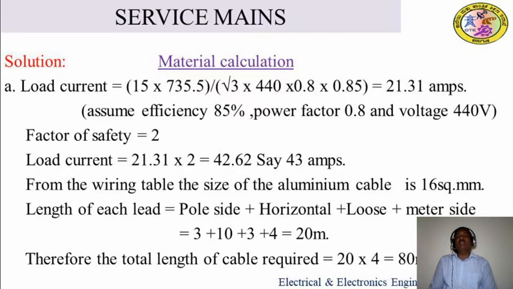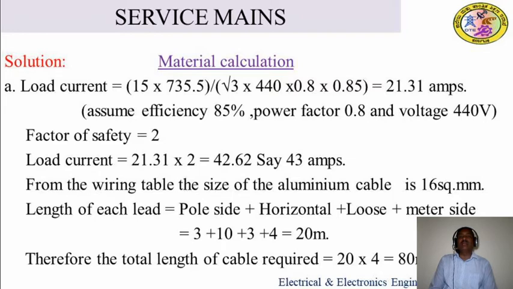There you have to find the size of aluminum cable. You will get a 16 square mm cable. In this way we find the load and the size of cable. Next, we follow the same method for calculating the length of cable, that is, for one lead: pole side plus horizontal plus looseness plus meter side. Here I have taken 3 meter for the pole side of the three-phase power load. These 3 meters are used for connecting between the distribution line and the AL fuse board.